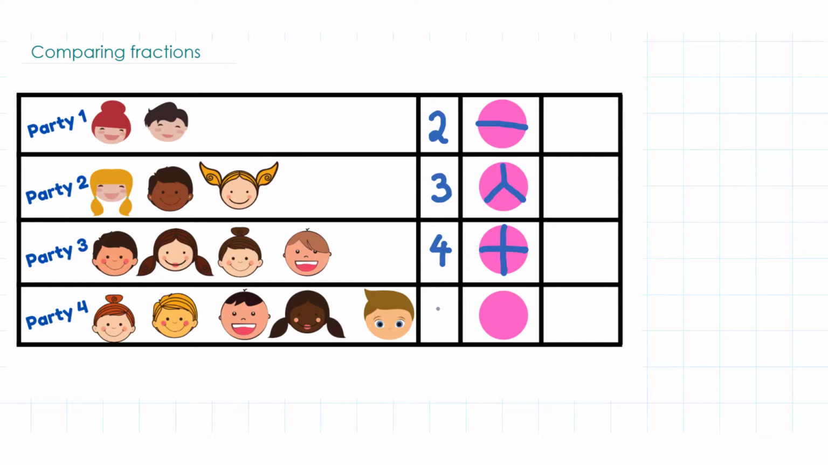And finally, party 4, there are 5 children. So we're going to have to cut up the cake into 5 equal slices. Now, what do you think that looks like? It's trickier, isn't it? Maybe like this.